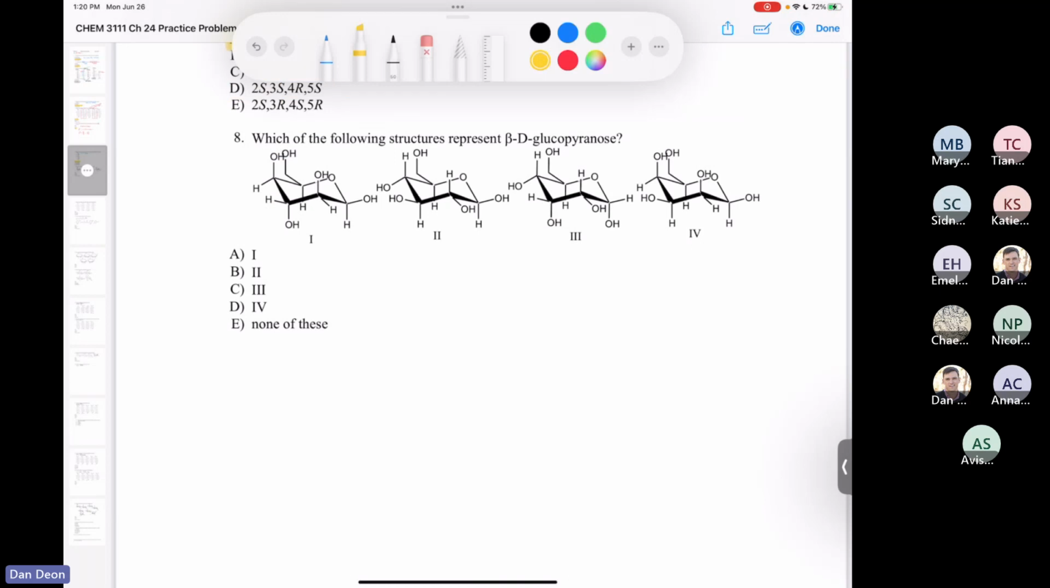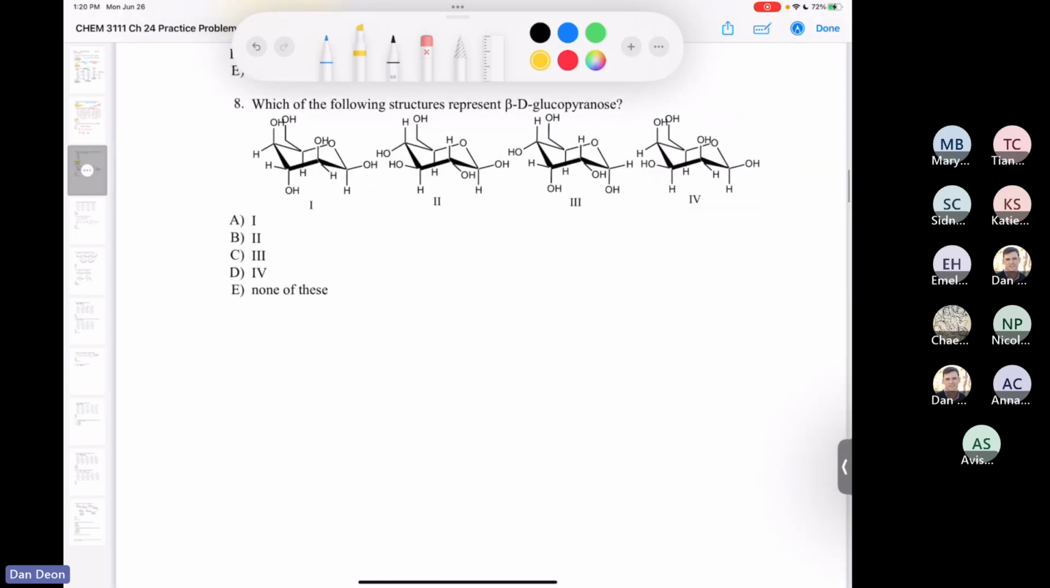All right, which of the following structures represent beta-D-glucopyranose? Okay, so the first thing that we're going to do here is we're going to take a look at a chair. And if I just draw a chair like this, okay, I just want to remind you of a couple things. So this is my best chair I got going here.